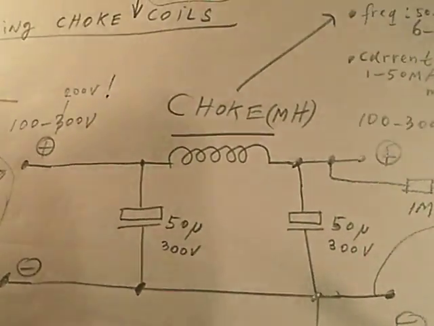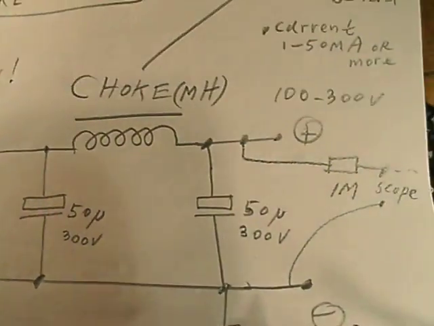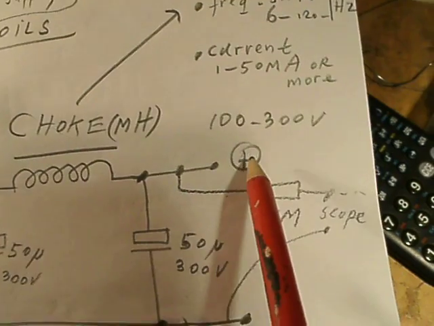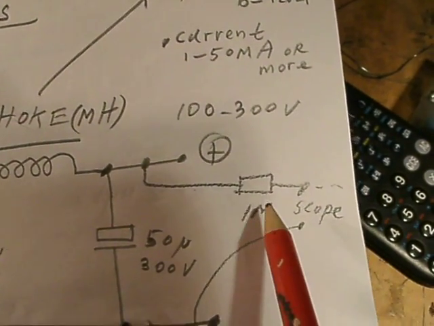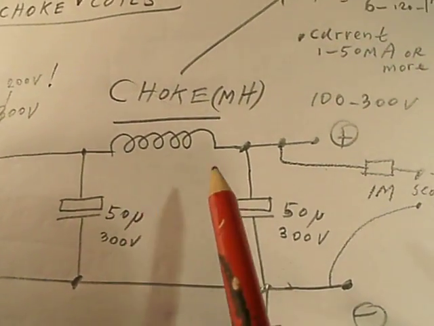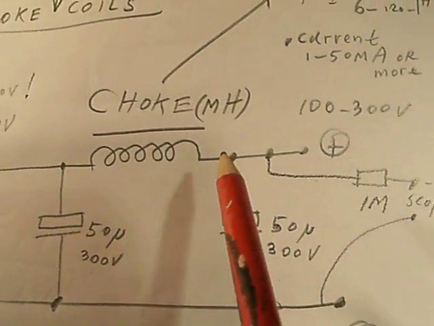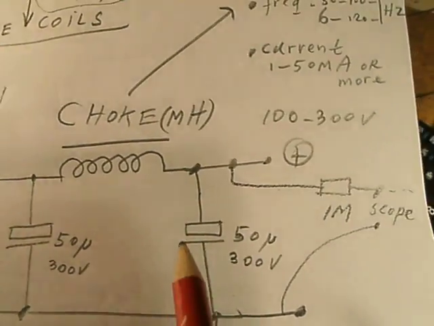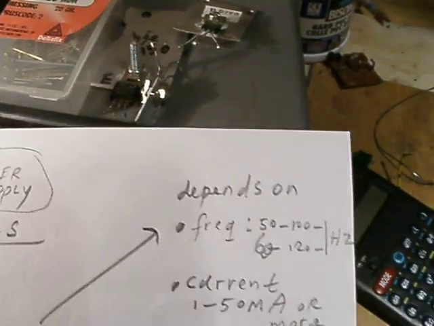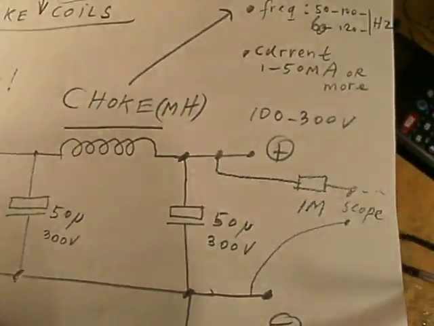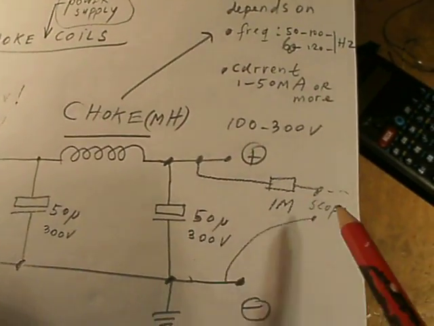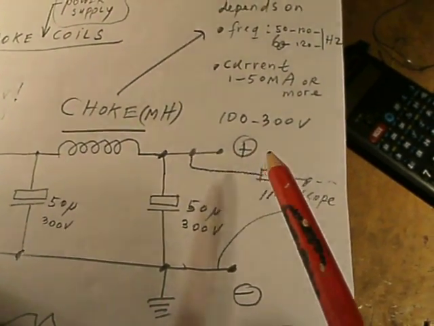So connect such an experimental choke coil here between the two caps and find out with your oscilloscope, connected to the positive via a 1 megaohm resistor to your scope, and then study the waveform and study how good this choke will damp out all the AC frequency, so 50 Hz or 60 Hz, and whether you see here on the oscilloscope a perfectly clean, broad line on 100 or 300 volts.